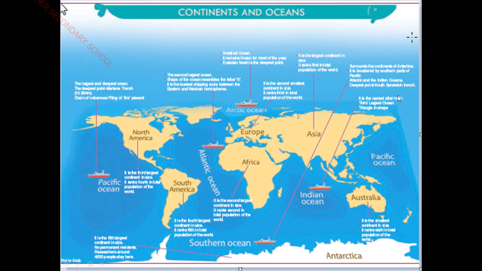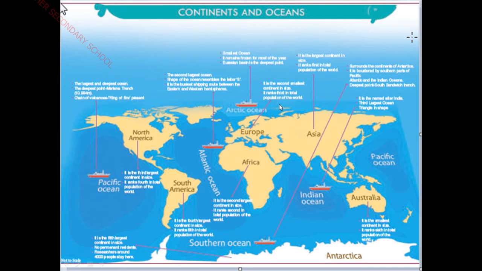And the Indian Ocean, what is it specialized for? It is named after India. Named after India, it is the third largest ocean, and it is triangle in shape. Okay, children, and this is Asia. Once again I am telling, it is the largest continent in size. It ranks first in total population of the world.